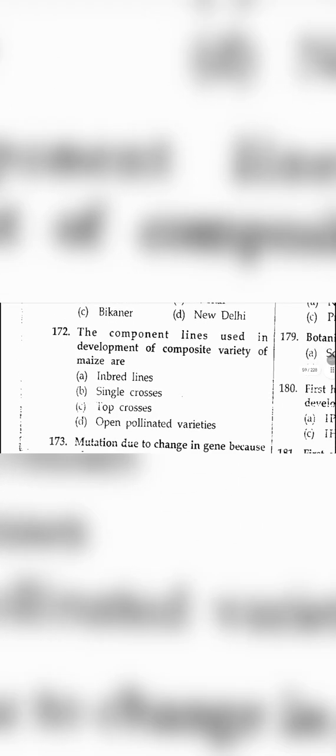Question number 171. The NBPGR is located at New Delhi. Question number 172. The component lines used in the development of the composite variety of maize are, that is D, open pollinated varieties. Question number 173. Mutation due to change in a gene is because of, that is D, all of these: loss, degeneration, and addition. Question number 174. The chemical mutagens usually induce, that is B, gene mutation.